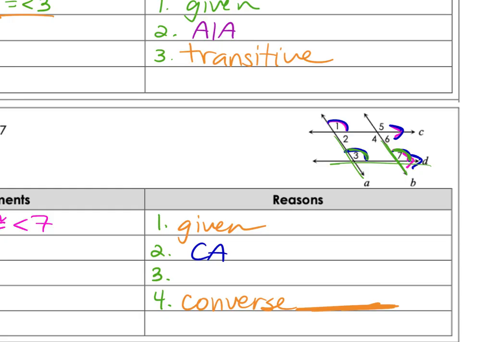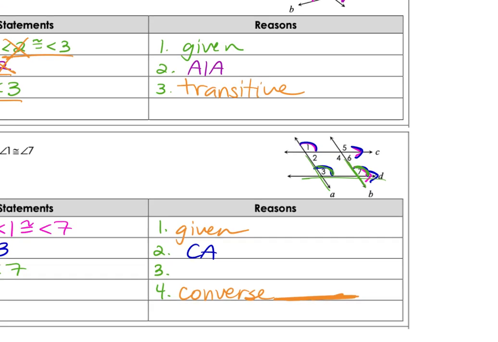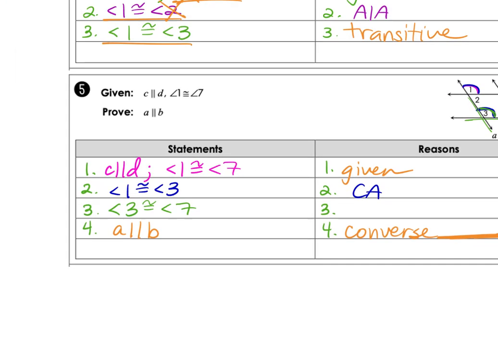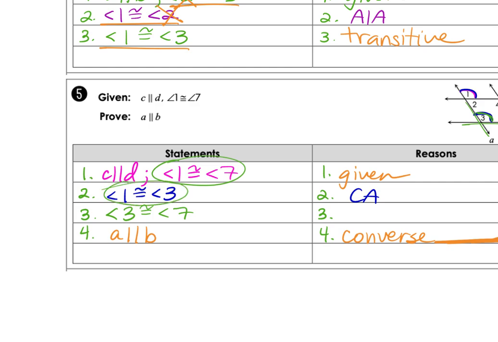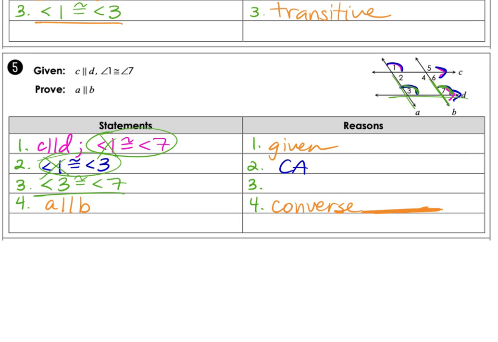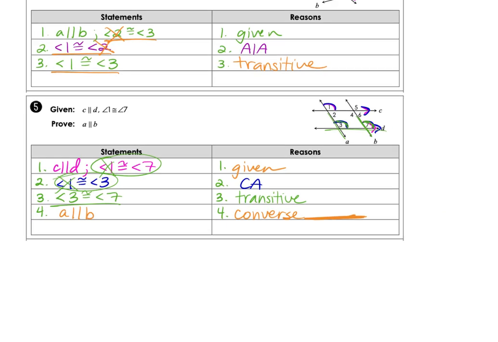But we can say it's substitution. It's substitution or transitive again. 1 is congruent to 7 and 1 is congruent to 3. Take out the 1s. 3 is congruent to 7. So that's the transitive property. Okay, so now look at your markings. If I know that 3 is congruent to 7, then how do I know that the lines are parallel? The converse of corresponding angles. Good job.